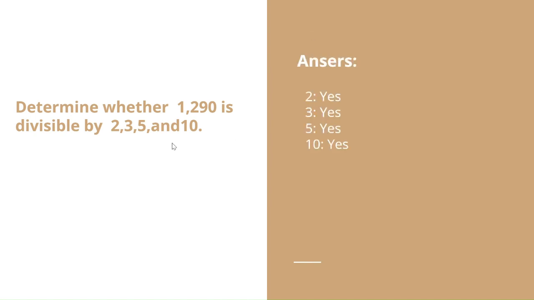Okay, the answer is yes, yes, yes, and yes. So we can see 1290 is a multiple of 2 because the last digit is 0. And for 3, 1 plus 2 plus 9 is 12, which is also a multiple of 3. And for 5, the last digit is 0. For 10, the last digit is 0.